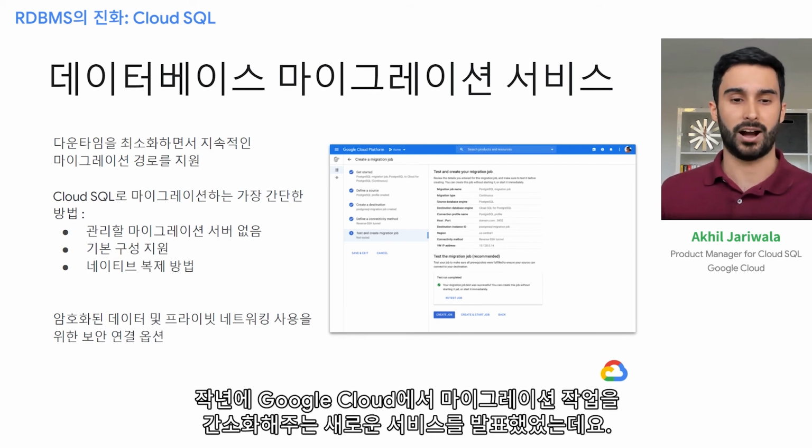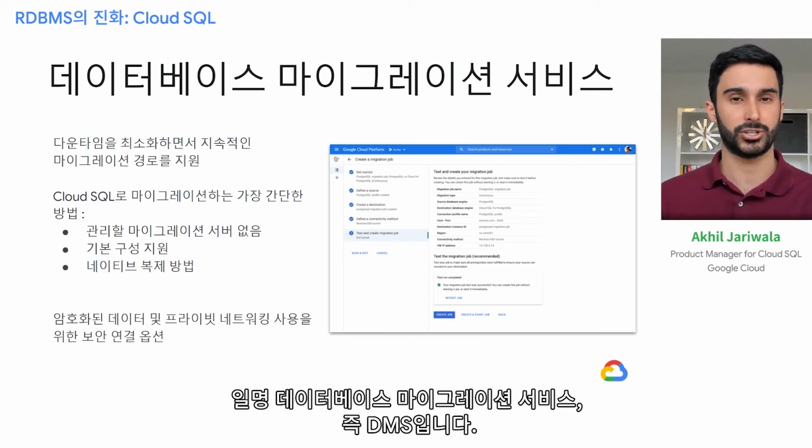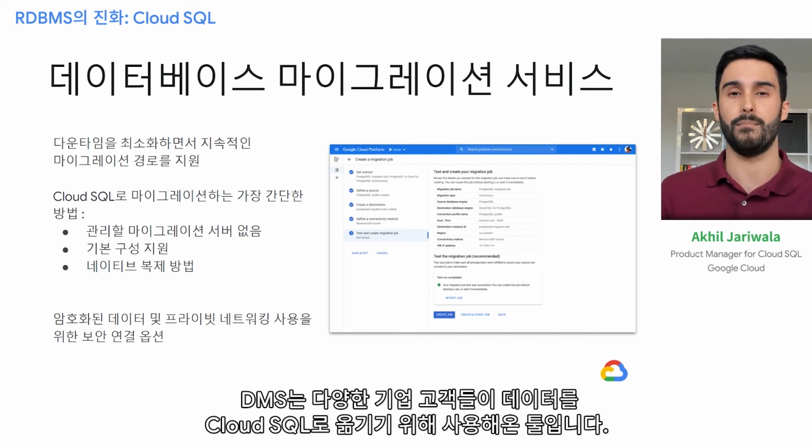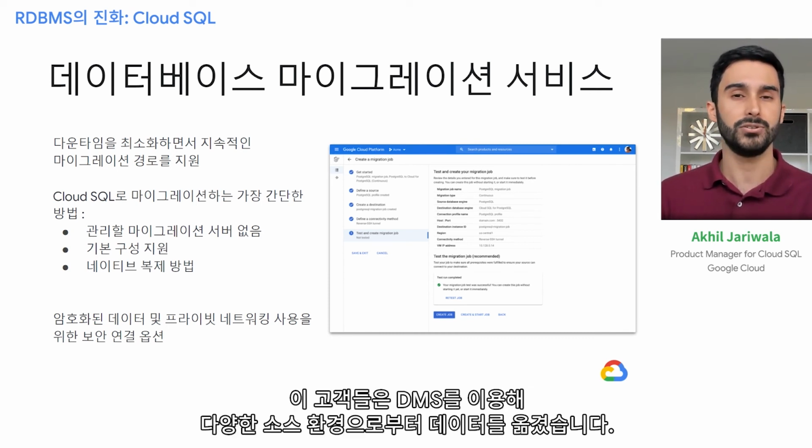Last year, Google Cloud announced a new service that simplifies the migration job. The service is called the Database Migration Service, or DMS. DMS is a tool that many enterprise customers have used to move their data to Cloud SQL. And they've used DMS to move their data from multiple different source environments.